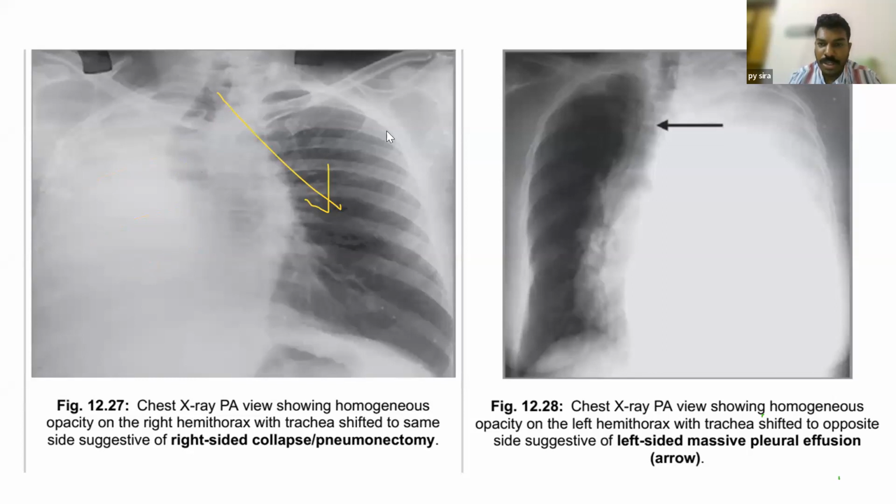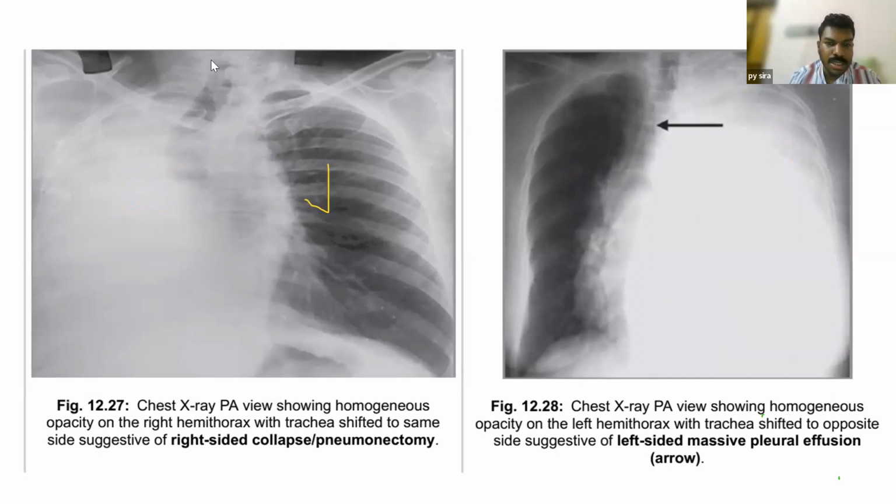You can see here, it's the same picture you're getting here, but what happened to the trachea? The trachea is shifted to the opposite side. When the trachea is shifted to the opposite side, it is pleural effusion. When the trachea is shifted to the same side, it is going to be collapse. Very important point you have to note here. They can ask you in the viva also.